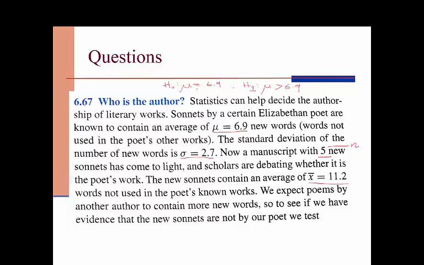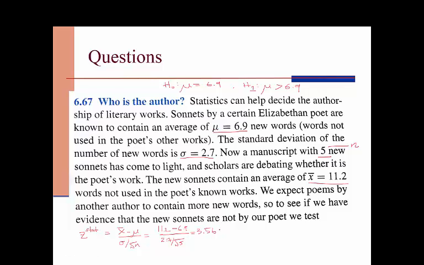Okay, so now that you have your hypothesis set up, we can find z stat. Okay, x bar minus mu divided by sigma over square root of n. Right, x bar is 11.2 minus 6.9 divided by 2.7 over square root of 5. And this comes out to be 3.56.